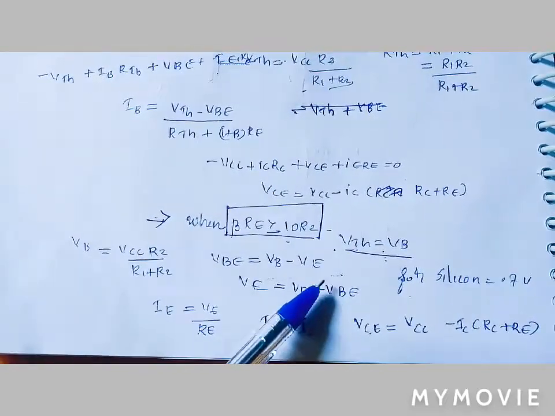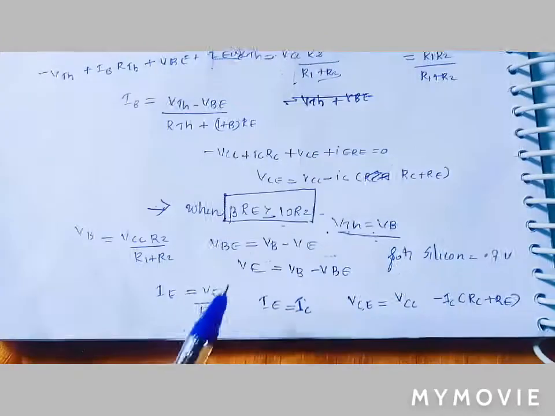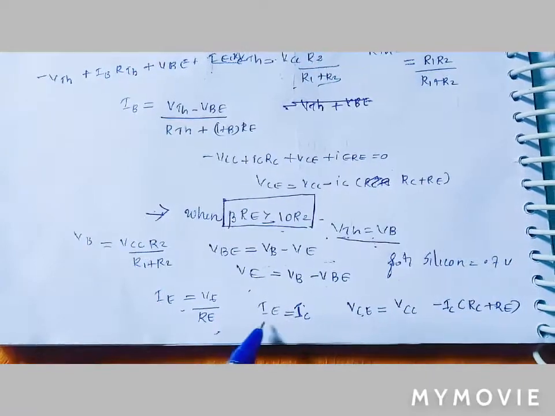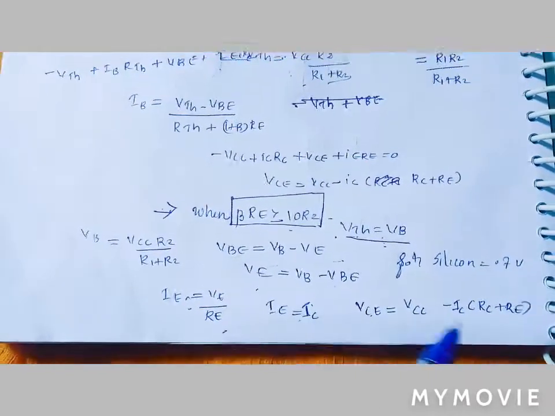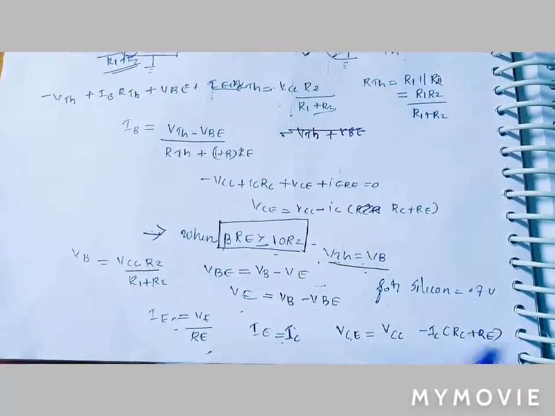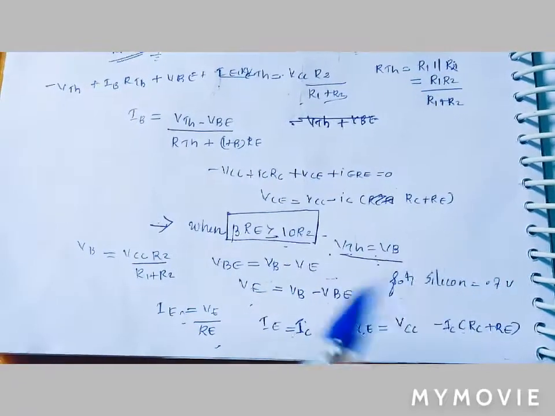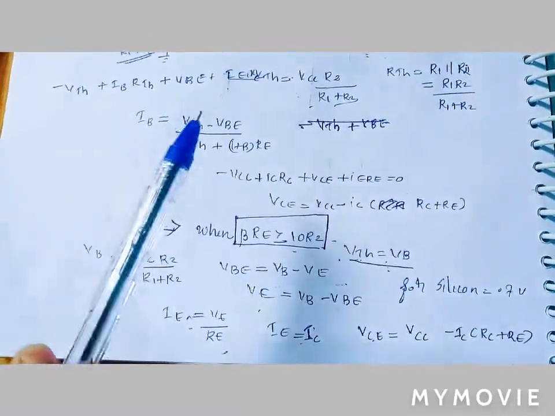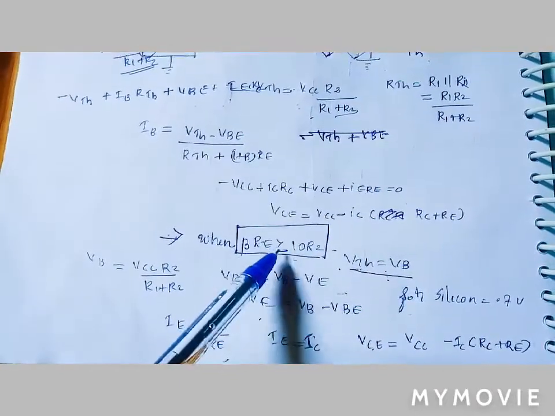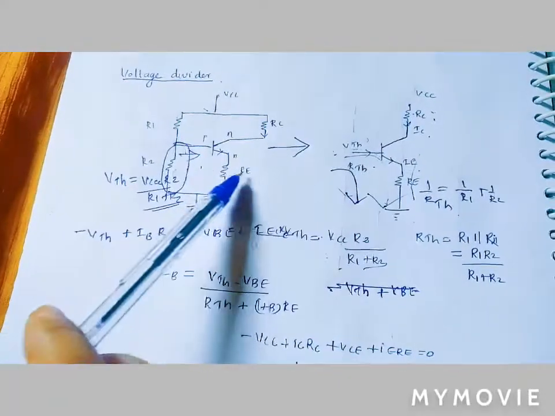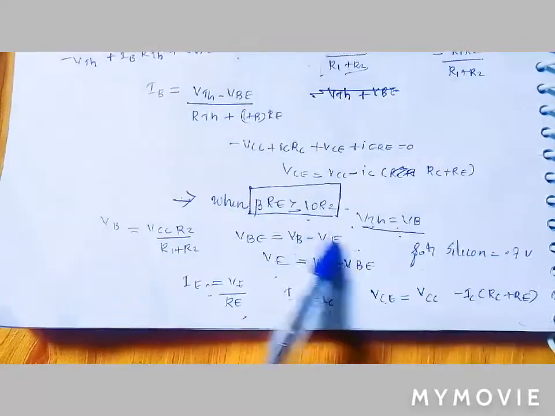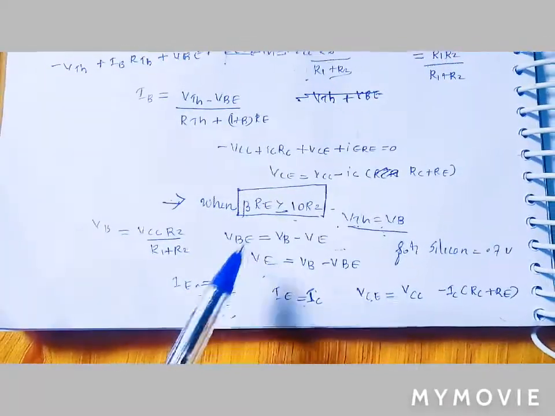That is, VE is equal to VB minus VBE, and VBE is 0.7 for silicon. So we get VE, and from that we get IE as VE by RE. IE is equal to IC. So we find VCE is equal to VCC minus IC into RC plus RE, which is the same as the previous method. So we get an idea that it is a simple method when beta RE is greater than or equal to 10R2, meaning beta times RE, and we can follow this simple method, that is VTH is equal to VB.